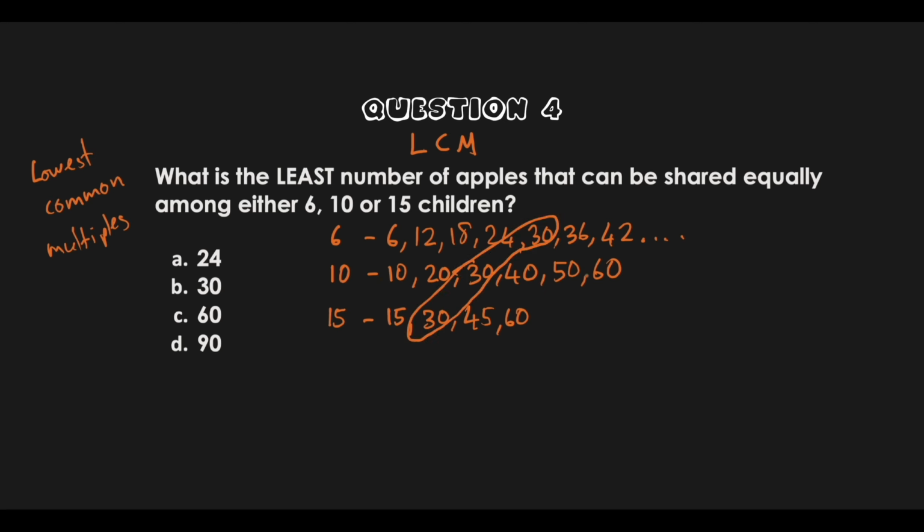We have 60 here and 60 here. If we were to continue this, we would have ended up with 48, 54, then 60. But although 60 is common, it is not the lowest. So the lowest number here would be 30. The lowest common multiple is 30.